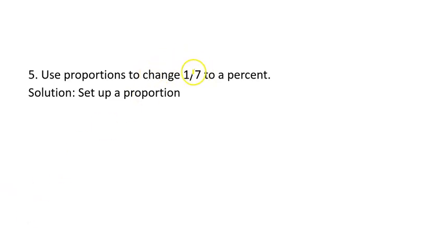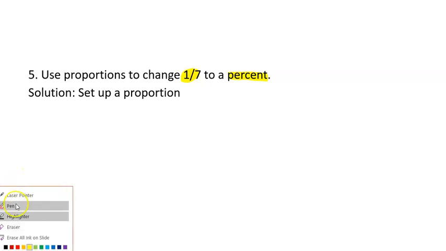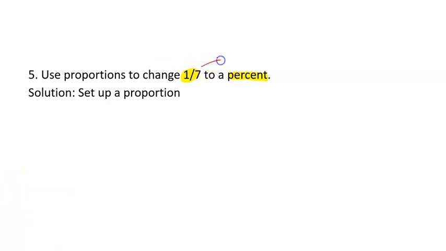We need to convert a fraction to a percent in this problem. There are different ways you can do it. One way is you can first turn this fraction 1/7 to a decimal by doing long division, 1 divided by 7, and then you can turn this decimal to a percent. Or you can use a proportion to do it.